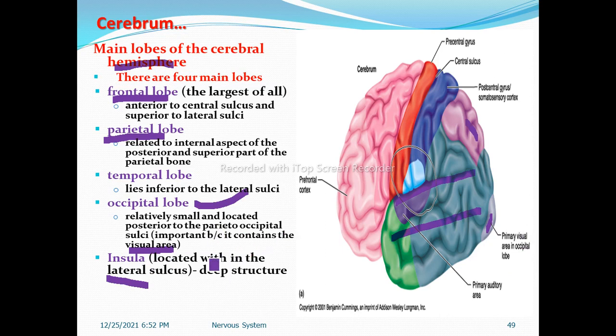So the insula is located within the lateral sulcus, a deep structure. As we have seen before, the insula is found in this structure. To see the insula, we have to separate the frontal lobe from the temporal lobe. So the insula is another important structure. In the temporal lobe, the primary auditory area is found. Hearing is found on the temporal lobe. So this is all about the lobes.